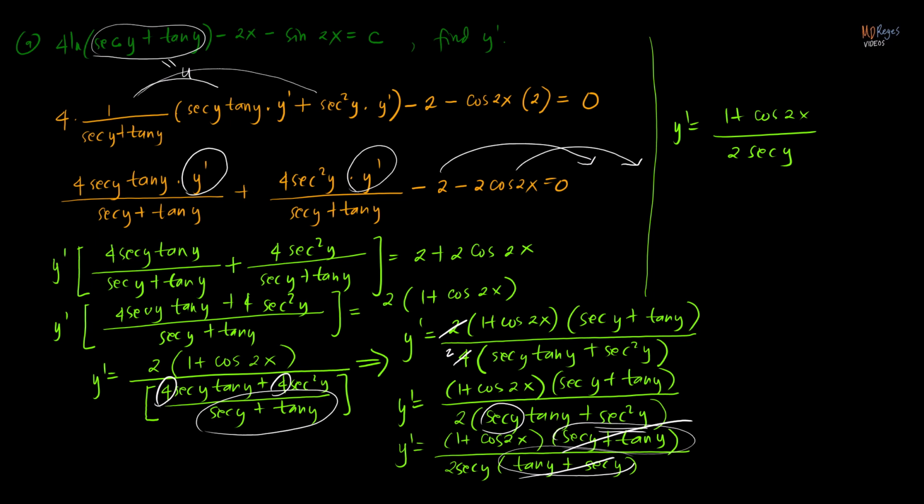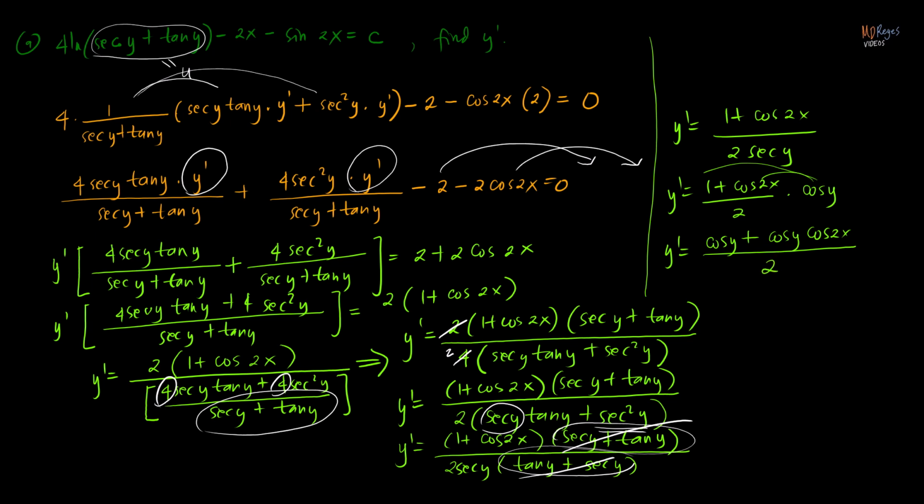Okay, now remember that the reciprocal of secant function is cosine function. So 1 over secant y may be written as cosine of y. Okay, so y prime may now be written as 1 plus cosine of 2x over 2, times cosine of y, because 1 over secant y is equal to cosine of y. So when we distribute cosine of y, we'll have cosine of y plus cosine of y cosine of 2x over 2.